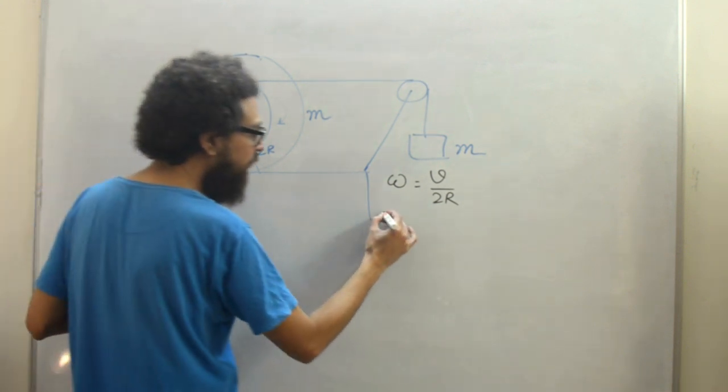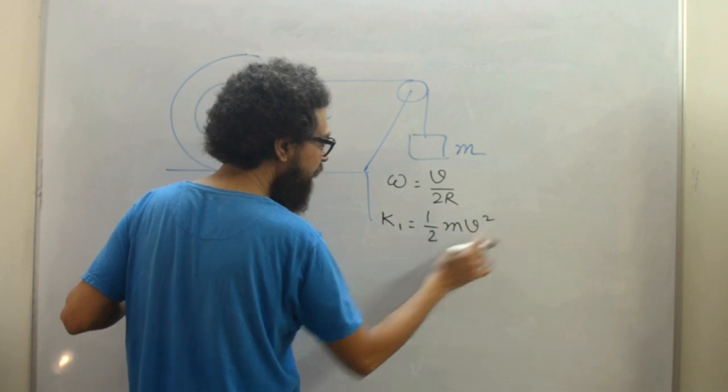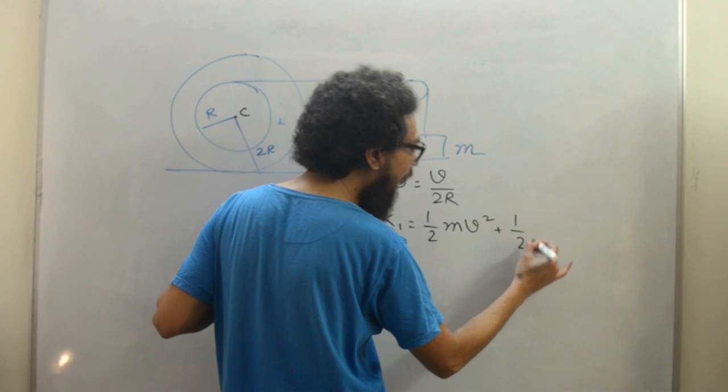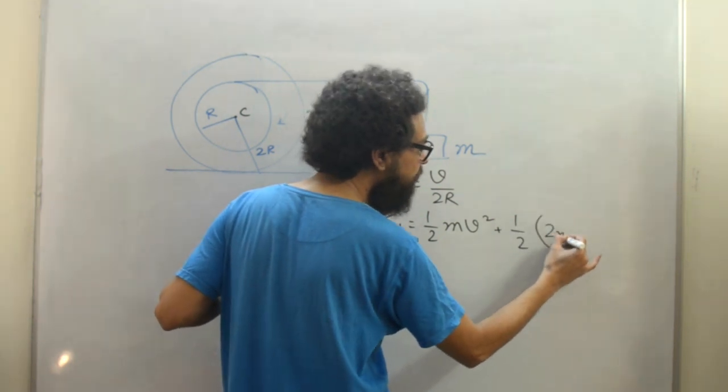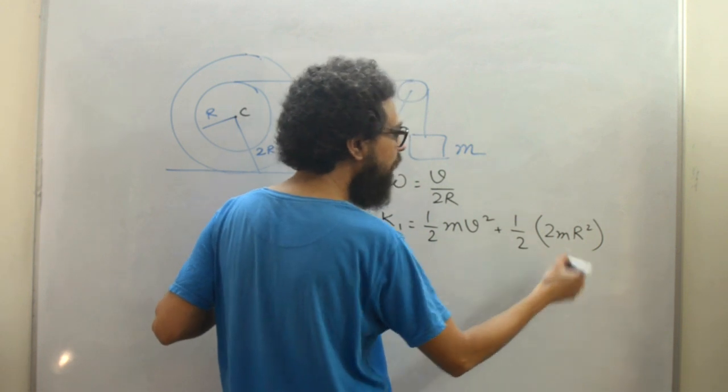So what is the kinetic energy of this system? Obviously we have a linear velocity, so the linear kinetic energy is half mv square. Great. And then half I, which is given in the problem, and then omega square.